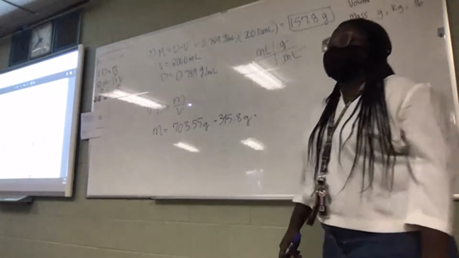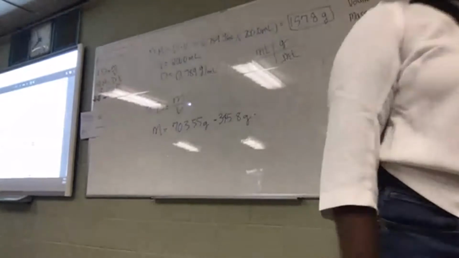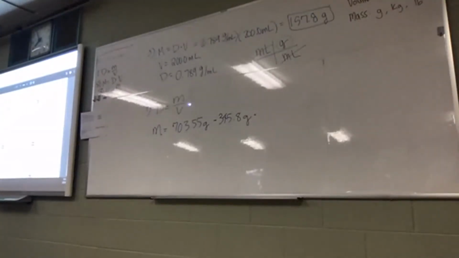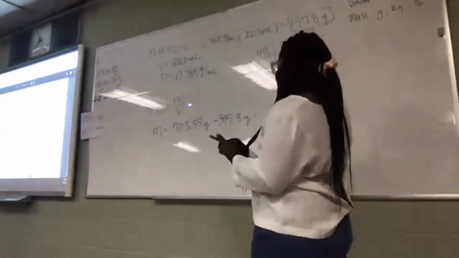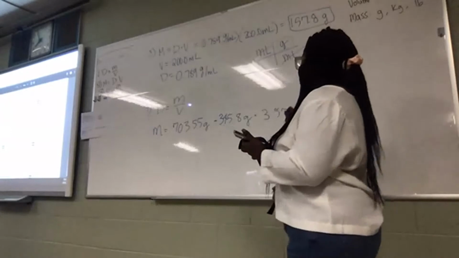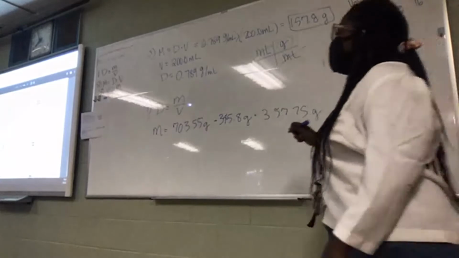What does that give us for a final mass? Use your calculator. Use your calculator. Everybody should be subtracting when she finishes writing. Everybody should be calculating. Don't yell out the answer. I want you to hold it in. That's what we do. All right, what'd you get? 357.75. Good job, team. 357.75, and my units are? Grams. Good, good. Now I have my mass.